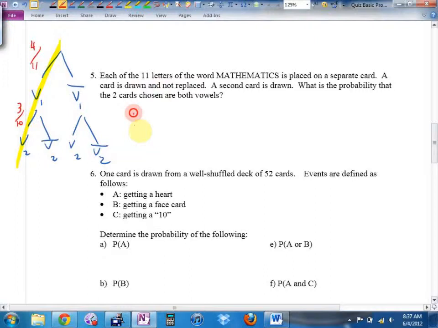What we want is the probability of vowel 1 and vowel 2. What does and mean? 4 out of 11 times 3 out of 10, 12 out of 110. 6 out of 55, if you went to lowest terms.